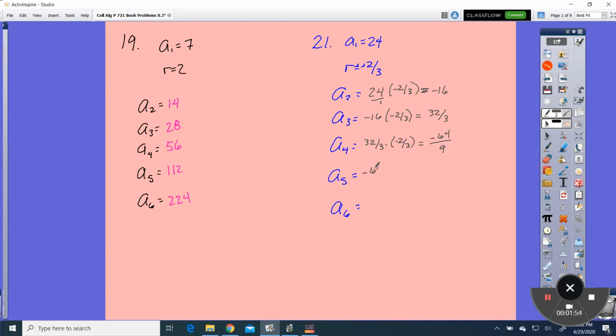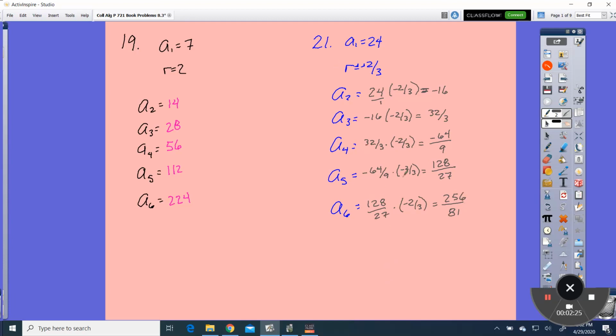So now I take negative 64/9 and multiply that by negative 2/3. So 9 times 3 is 27. Double 64 makes 128, and a negative times a negative makes a positive. So 128 over 27, multiply that by negative 2/3. 27 times 3 is 81. Double 128 makes 256.